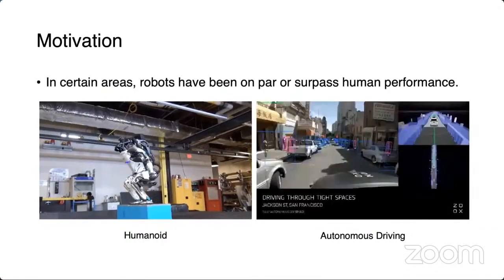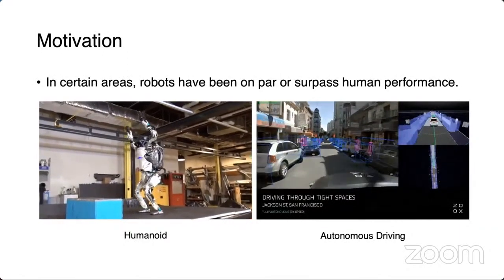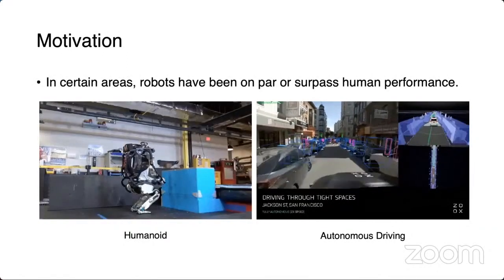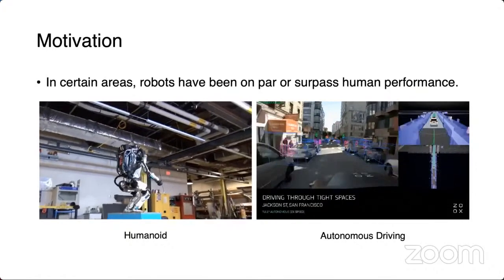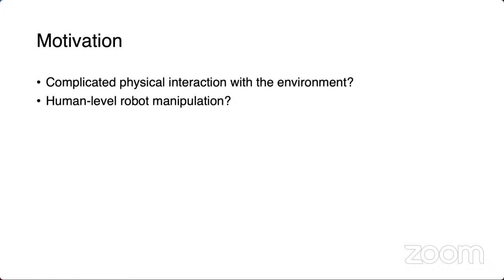And in restricted regions, the car can sometimes perceive the environment better than humans by using multiple sensors and could potentially drive themselves more safely and comfortably than many human drivers. But what about complicated physical interaction with the environment? Has a state-of-the-art robot manipulator reached human performance yet?